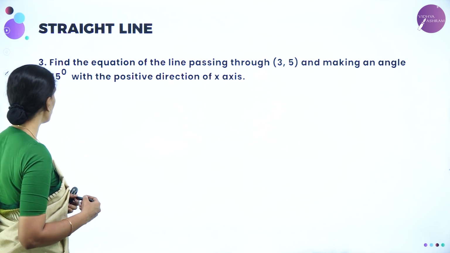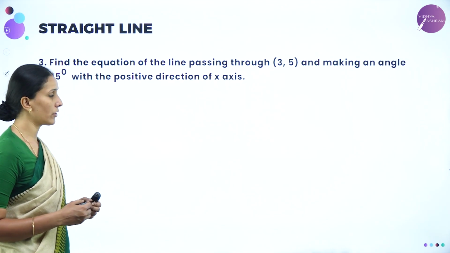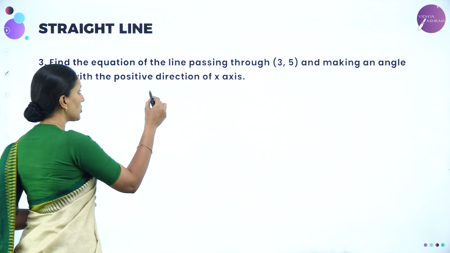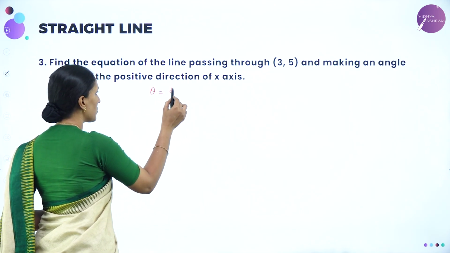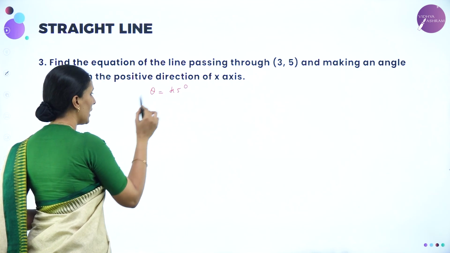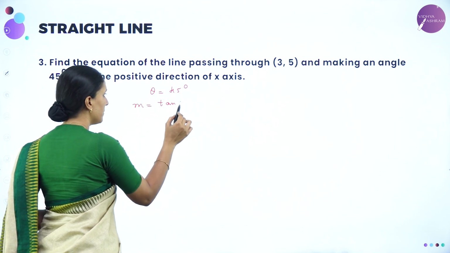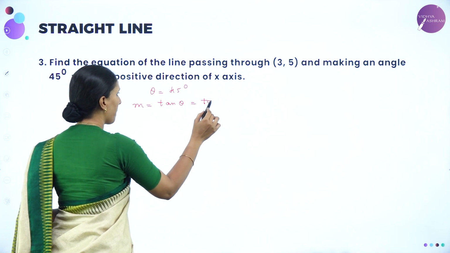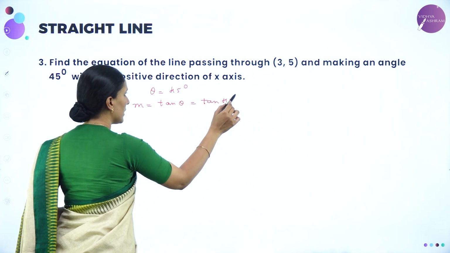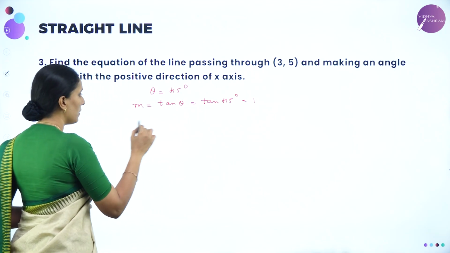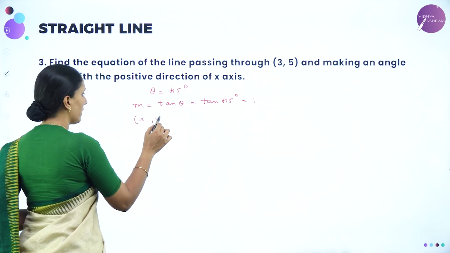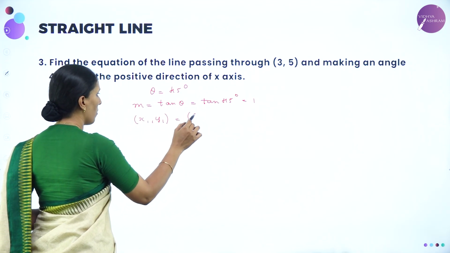The next question is: find the equation of the line passing through the point (3, 5) and making an inclination of 45 degrees with the positive direction of the x-axis. The inclination theta is given, that is 45 degrees. When any inclination is given, we can find m, which is the slope, tan theta. So tan 45 is equal to 1. And the point (x1, y1) is given, that is (3, 5).